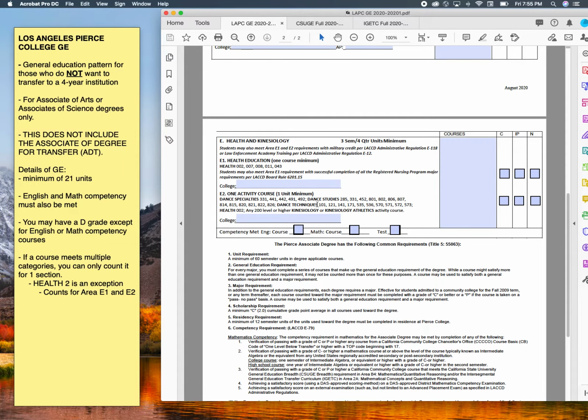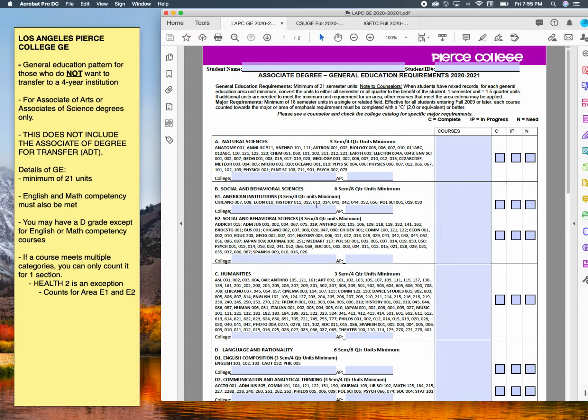Okay, so now that we went into details of the general education pattern, let's talk about how you read this general education pattern. It looks a little overwhelming. There's a whole bunch of blank spaces and check boxes, and you're like, oh my gosh, I don't understand how to read it. Let me go into the details, okay? So first, let's talk about the categories. There are 5 different categories.